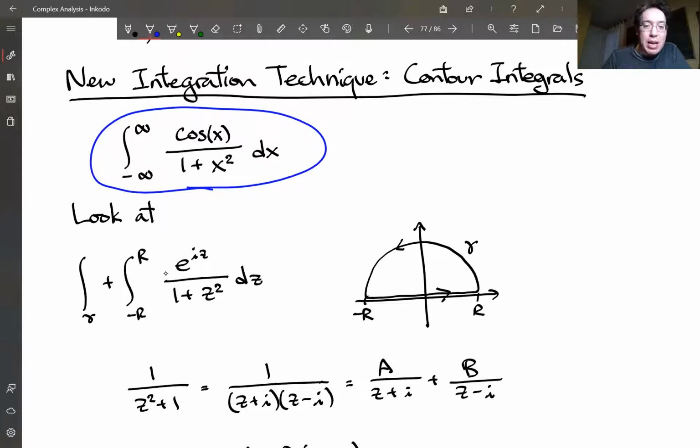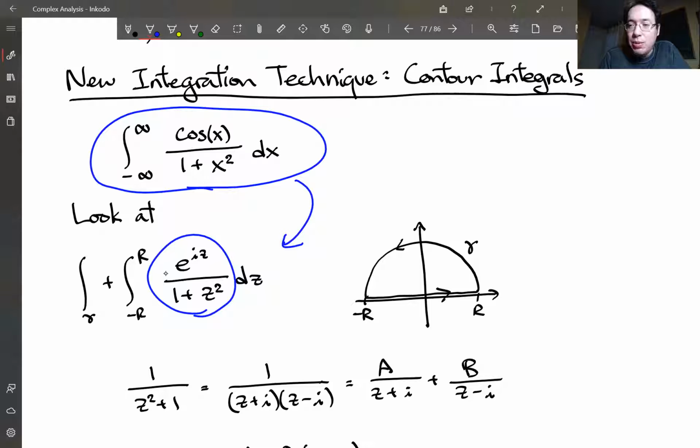The trick is to look at a different integral. Here, I just changed the integrand a little bit. The denominator is similar. Instead of 1 plus x squared, I'm going to write 1 plus z squared, z being a complex variable. And instead of cosine, I'm going to replace that with e to the iz. This is going to be okay in the end because the real part of e to the iz is cosine of z. So we're going to do the integral and then take the real part at the end.